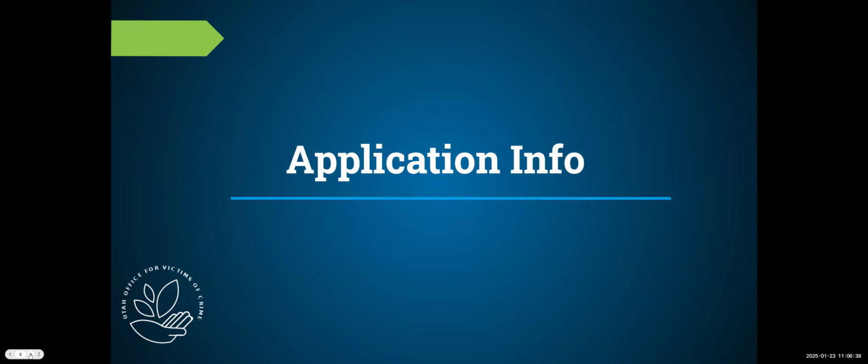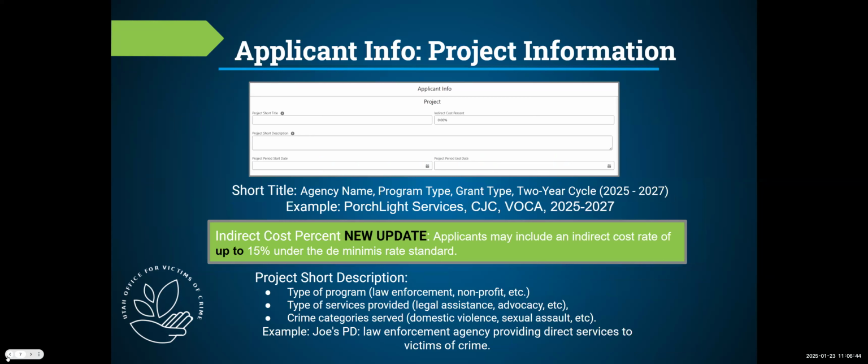Moving on to the project section. The project short title field is up first. Enter the title in the following format: agency name, program type, grant type, 2-year cycle, 2025 to 2027. By following this format, you help us easily identify the program and provide continuity among the awards. An example is Porch Light Services, CJC, VOCA, 2025 to 2027.